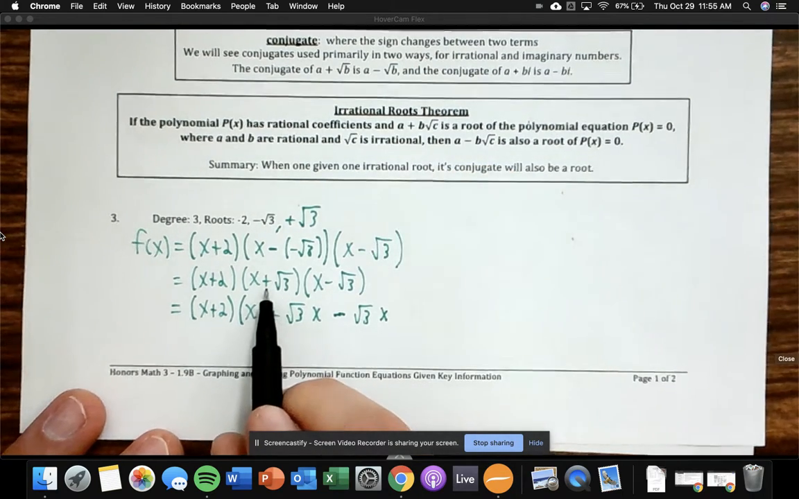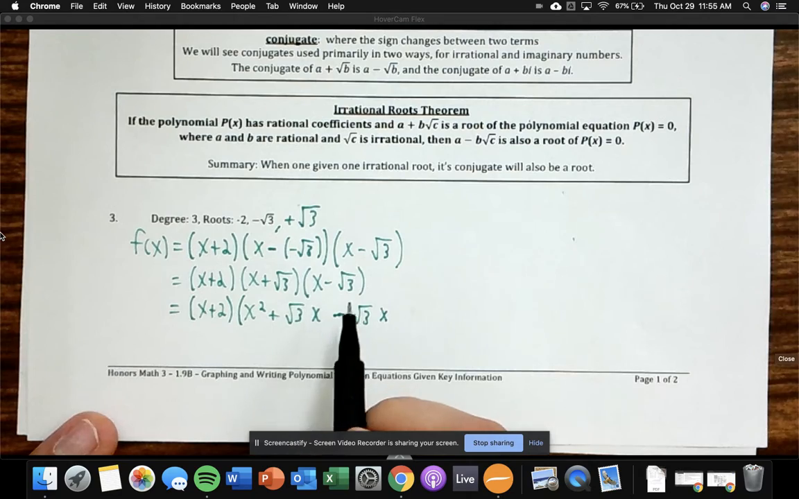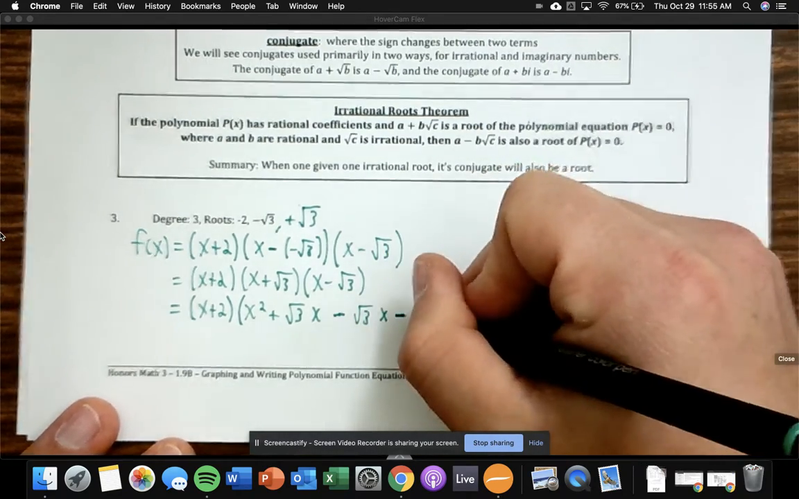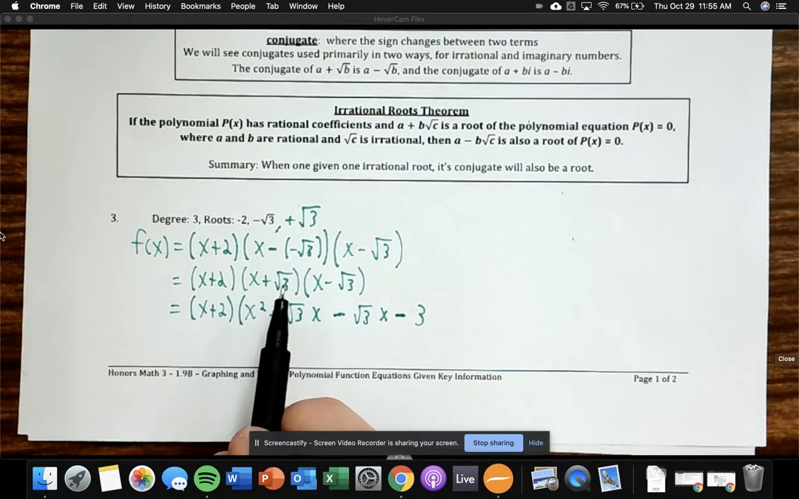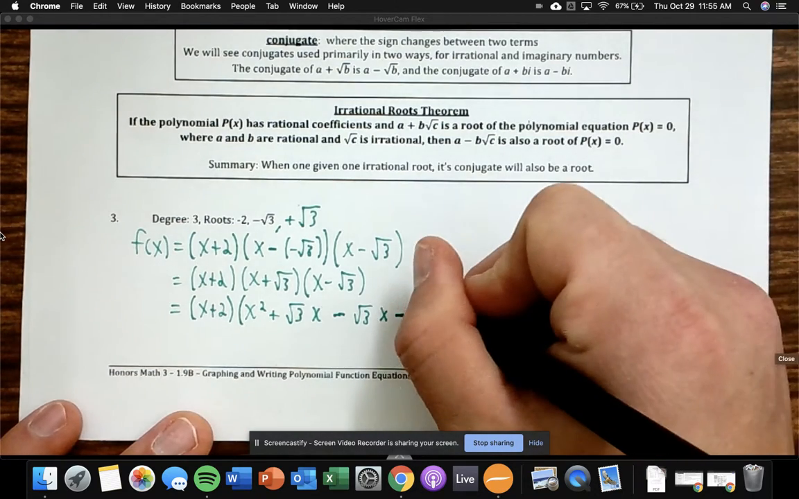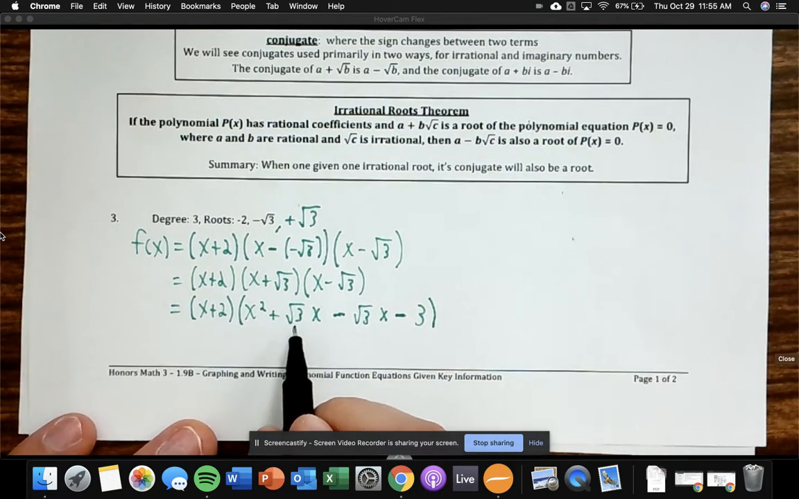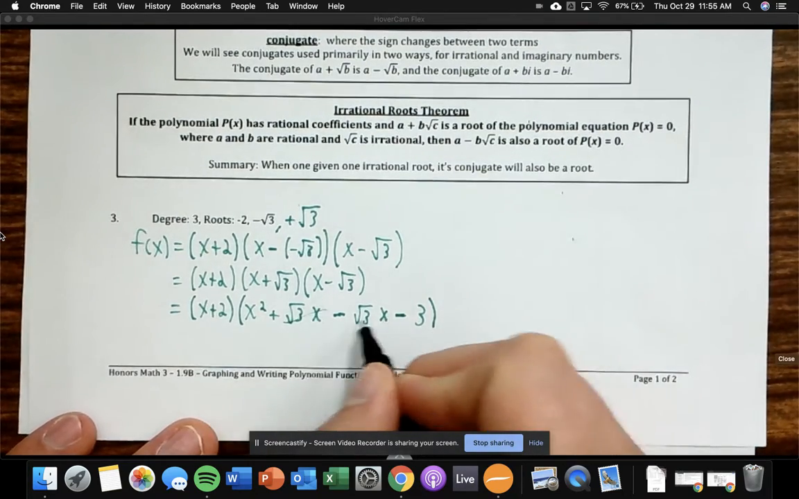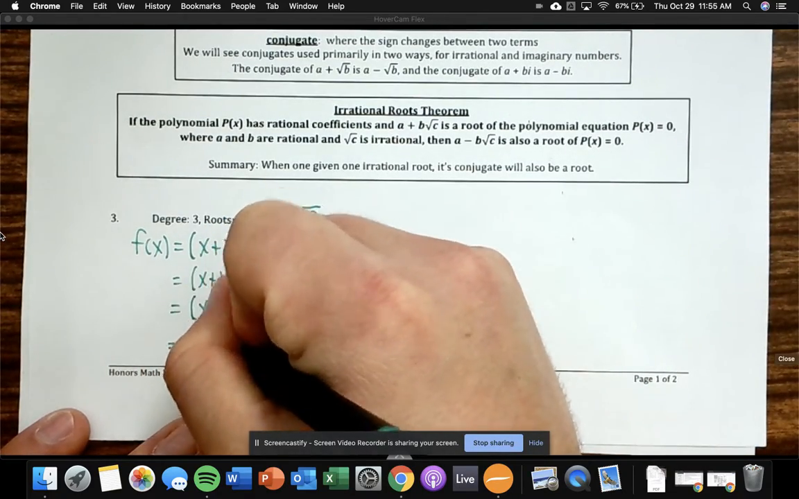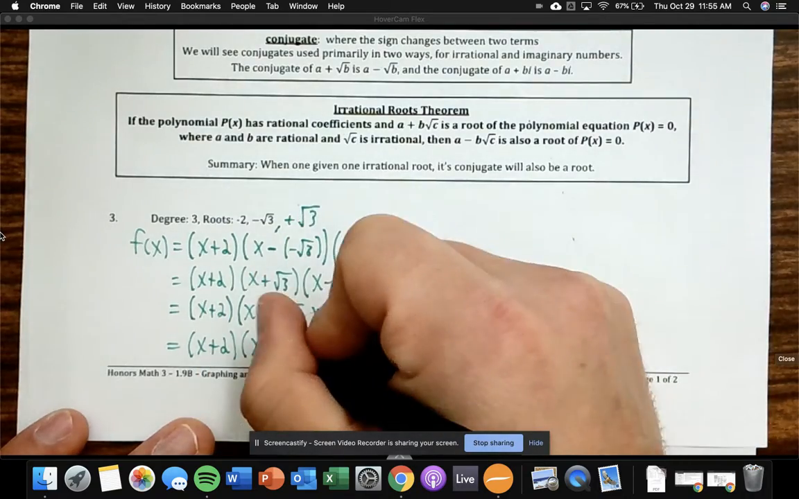And that's going to be positive root 3 times negative root 3, which gives us a minus 3. Because remember, if we multiply two irrational numbers together, they're both square root 3, so this is really like saying square root 3 squared, which is just 3. Now that we have this written out, we can see this positive square root 3x minus square root 3x is just going to cancel. And then we just end up getting x plus 2 times x squared minus 3.